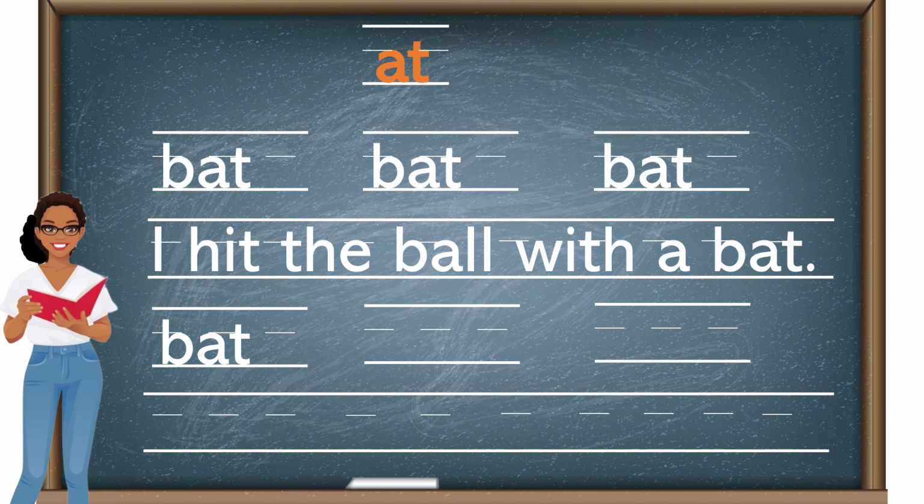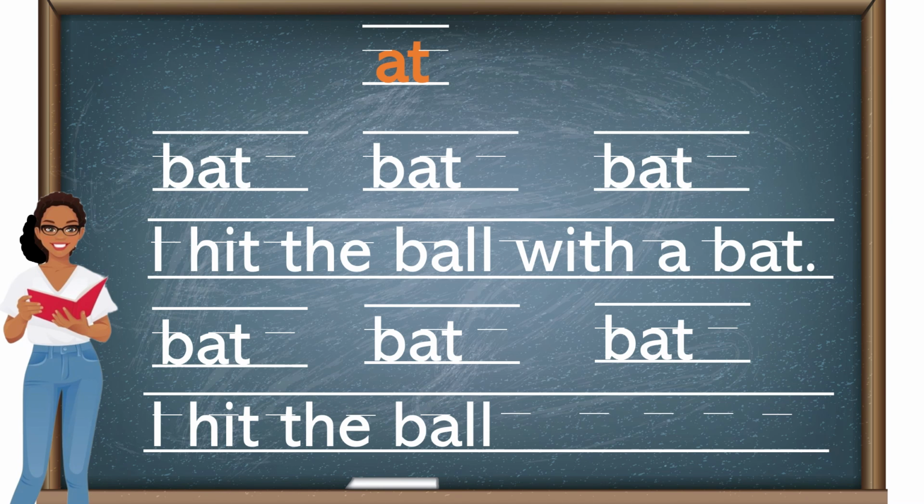B-A-T. Bat. Let's spell it again. B-A-T. Bat. One more time. B-A-T. Bat. Now let's use it in a sentence. I hit the ball with a, do you know what goes here? Great job. Bat. B-A-T. Bat.